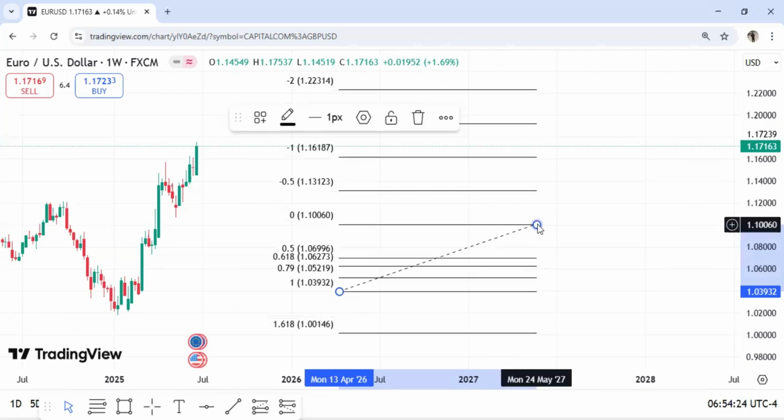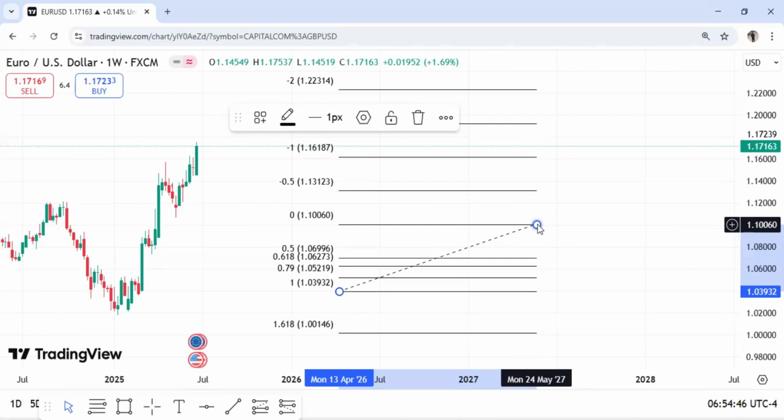I also have the 0.79, which is the 79% retracement level. I have the 0.618 level, which is the 61% level. I have the 0.5 level, which is the 50% level, and also the 0 level. So this is just what I need.